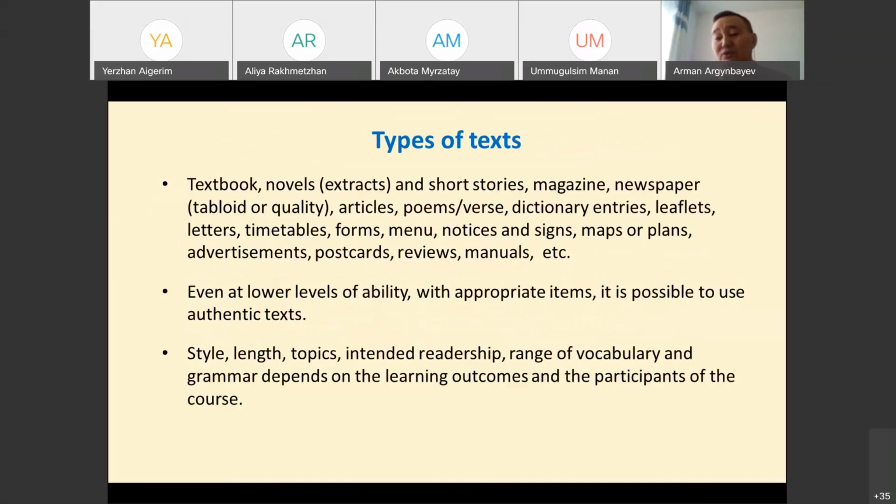What kind of text can we use? Well, there are tons of them. Here you can have a look at the list. We usually use our textbooks, ready-made materials, but you can also use magazines and short stories. You can adapt them. You can design your own tests.